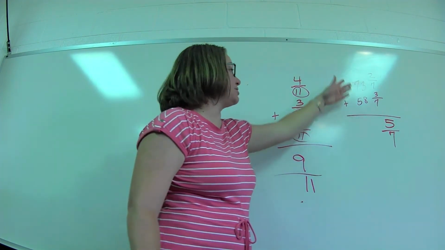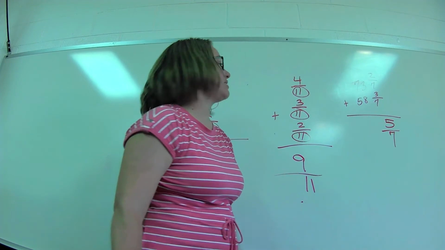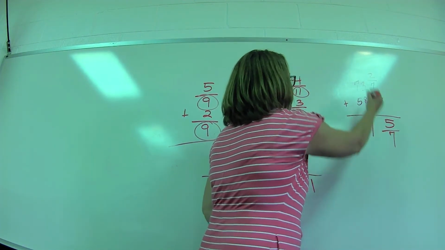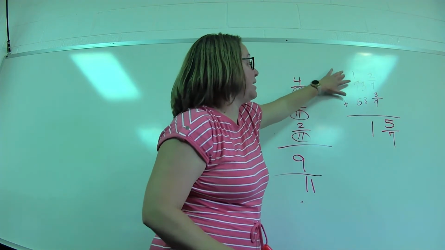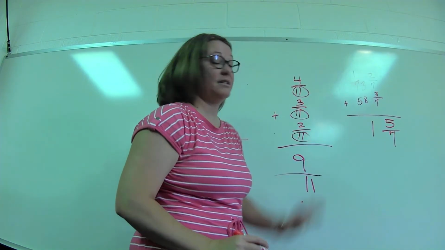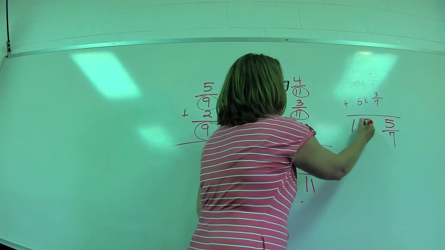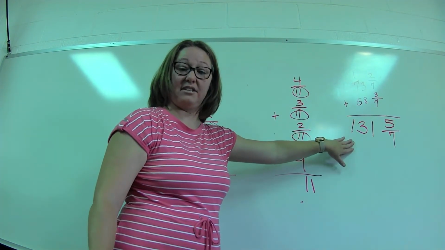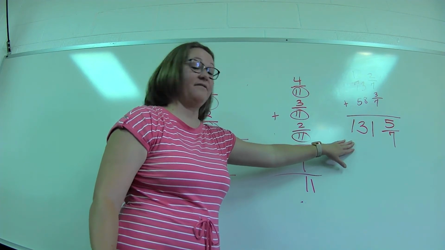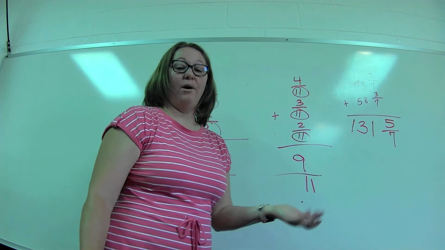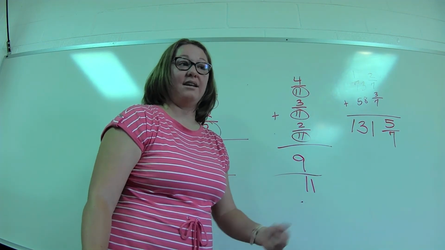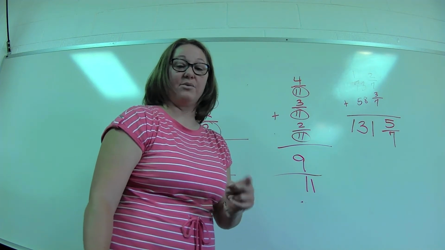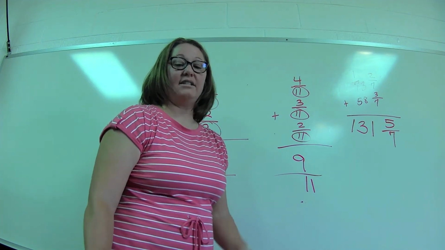Adding the whole numbers, the addend plus the addend gives us the sum here. 3 plus 8 is 11. Put the 1, carry a 1. 1 plus 7 is 8 plus 5 gives you 13. So a mixed number plus a mixed number gives us a mixed number of 131 and 5/7. Now, what if we try to add with different denominators? Well, that's why we talked about having equivalent fractions. All right, so let's get to that.